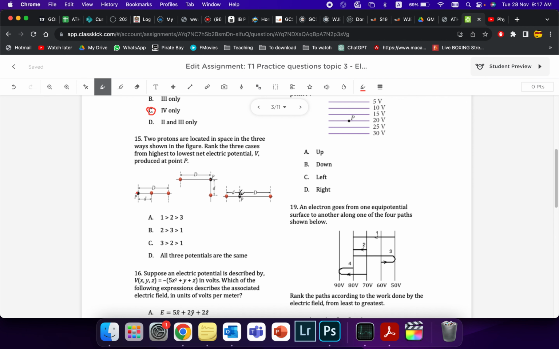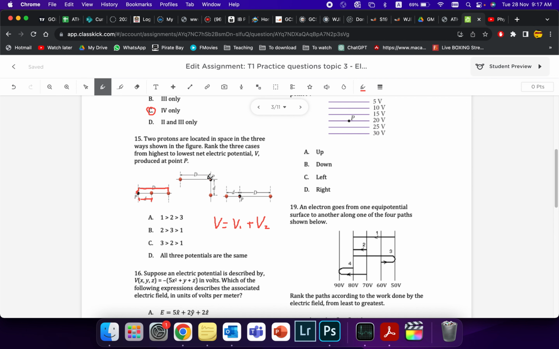Here, here, and here. If you remember the formula, V equals KQ over R. And if there's more than one V, you will add them. V1 plus V2. Being a scalar, it doesn't really matter about the direction, you're just adding the overall. So now we will have to compare the distance here. So we have the first distance here and the second distance here, maybe double the size.